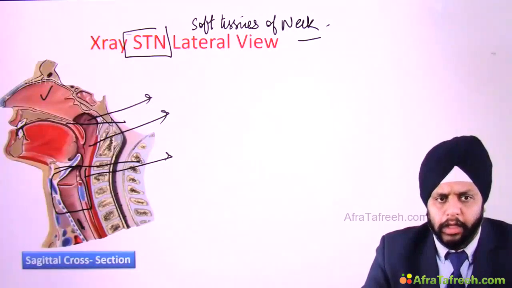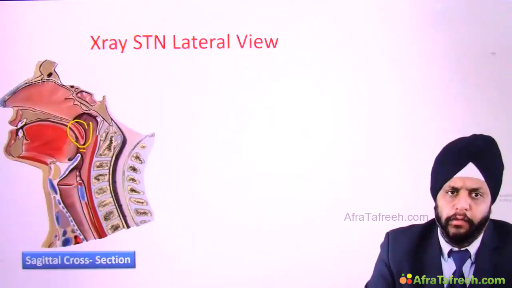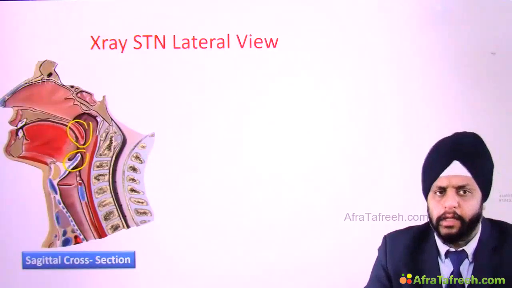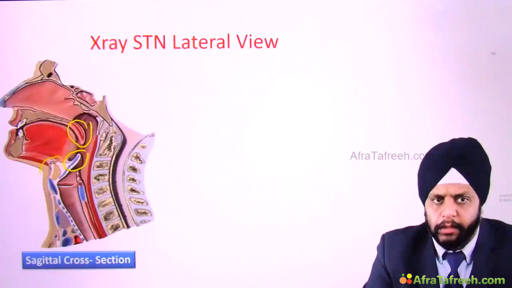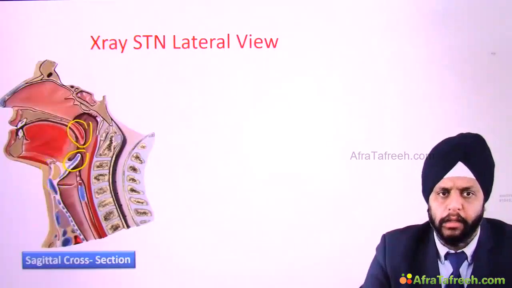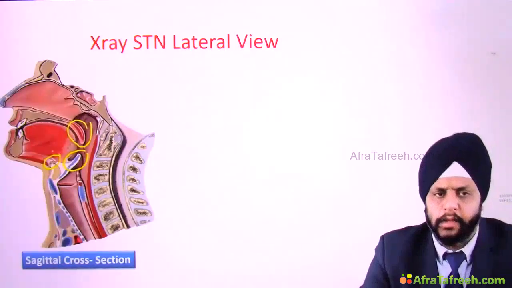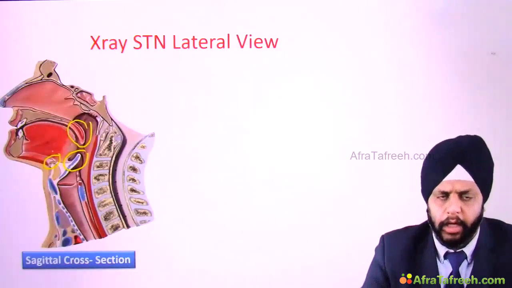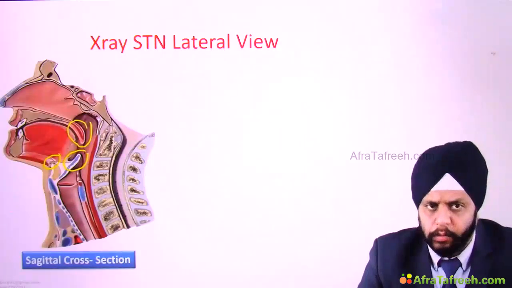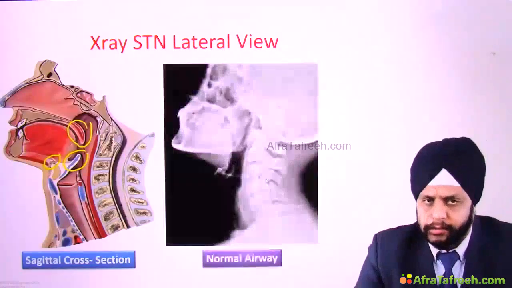We can also see in this part the soft palate and the uvula. We can also see the epiglottis, and this over here is the hyoid bone. So these structures are quite visible to us. Now let's look at the X-ray.